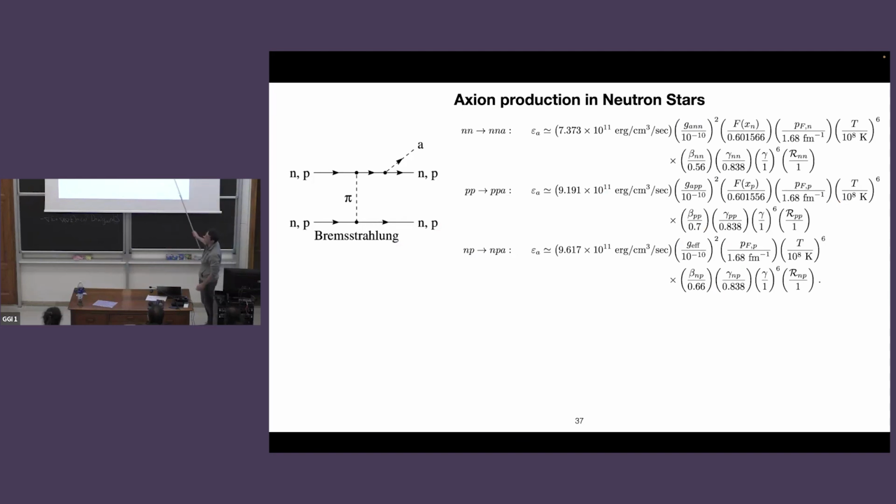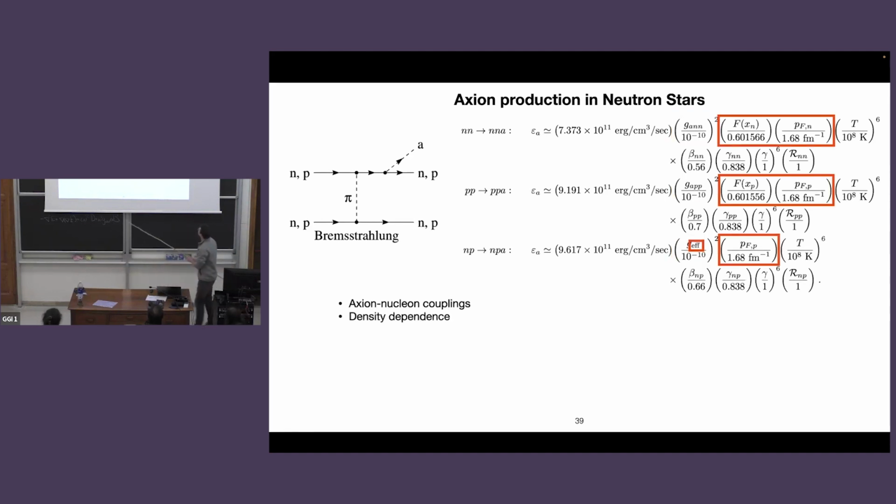Now, what is shown here, and I apologize for having put on rather lengthy equations, are the emission rates of the axion from the different Bremsstrahlung processes. But I think it's relatively instructive to go through the different terms that enter this. So after some numerical prefactor, of course, your emission rate depends on the couplings of the axions to nuclei.